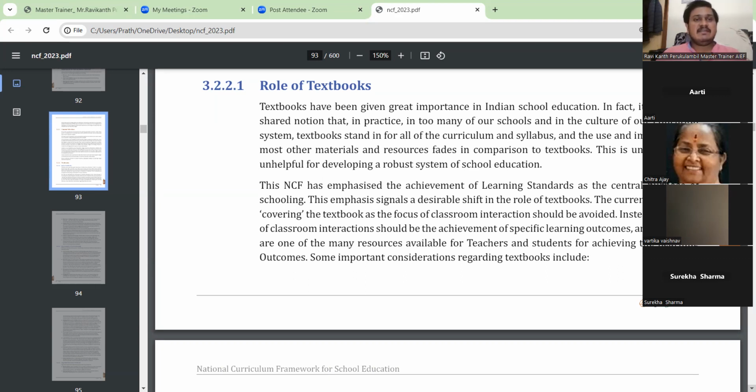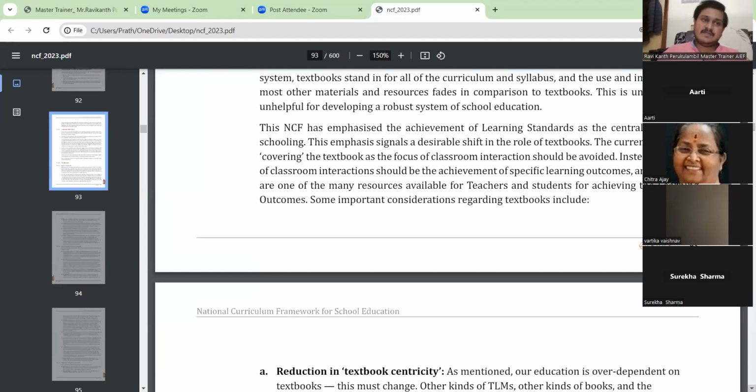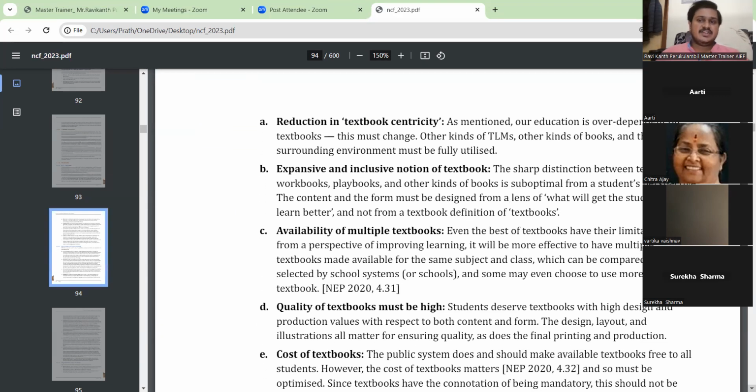So the learning outcomes which are given in NCF, those are to be achieved. For that, textbook is only a source. It is not that instead of 10 lessons, with 5 lessons, if you are able to achieve the learning outcomes, then that is fine. Some important considerations regarding textbooks include reduction in textbook centricity. As mentioned, our education is over dependent on textbooks. This must change. Other kinds of TLMs, other kinds of books, and the surrounding environment must be fully utilized. Rather than textbook, TLMs and the surrounding environment have to be used.